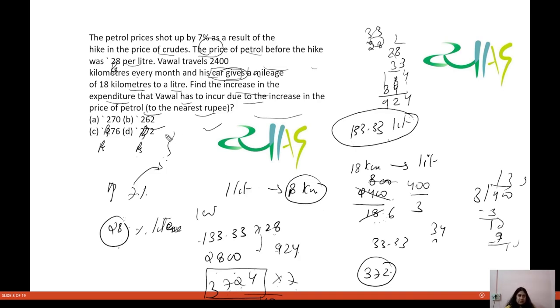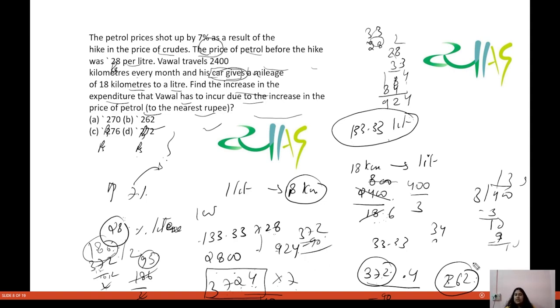Fine, but the increase is 7%, so we have to subtract 3%. So 10% of this is 372.4. So half of this will be 5%. What is half of 372? 1 times, 2 8s are 16, 2 6s are 12. But the increase is 7%, so we will decrease just the half of this. So 2 9s are 18, and this is 93. So if you decrease around 90, then you will get the correct expenditure. So you will get this as 262.